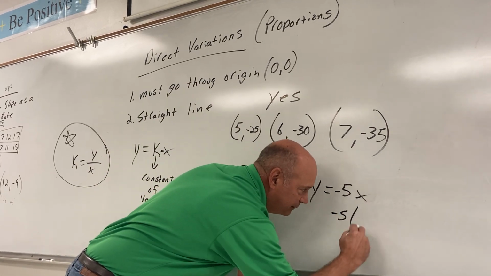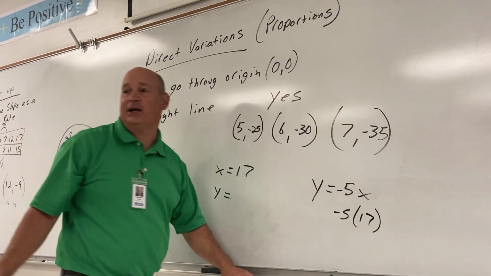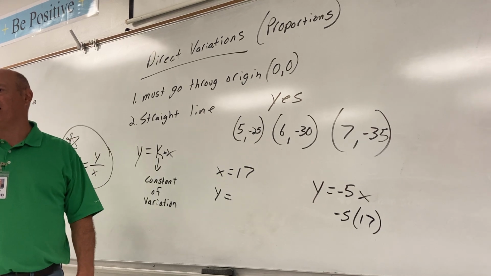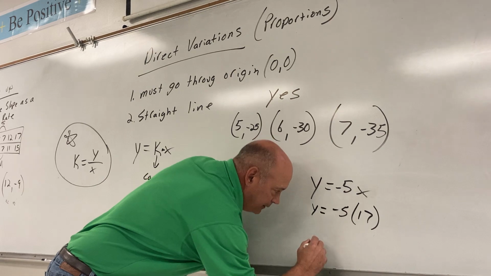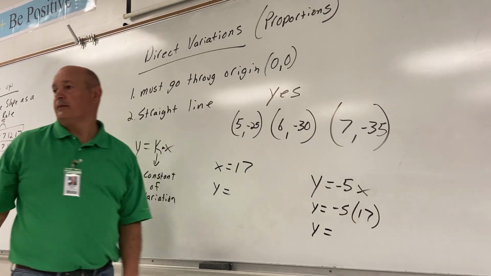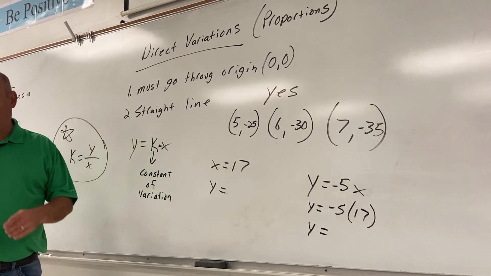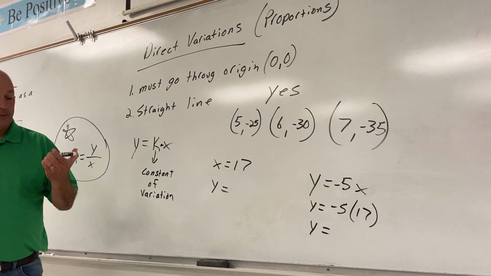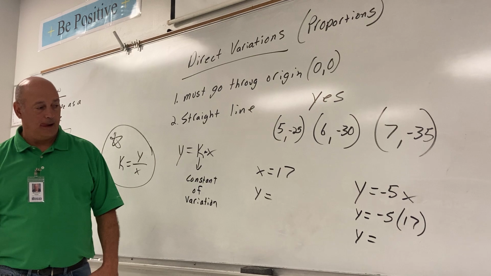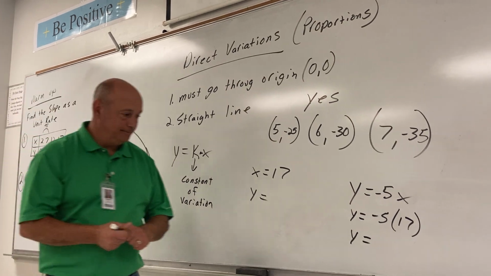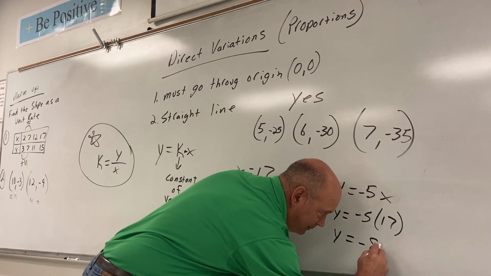Angel goes, oh. And you're right, Angel. All we got to do is multiply 17 times negative 5. What did you get, Xavier? Negative 5. Well, wait. Type it in. Negative 85. Bingo. Y would need to be negative 85.